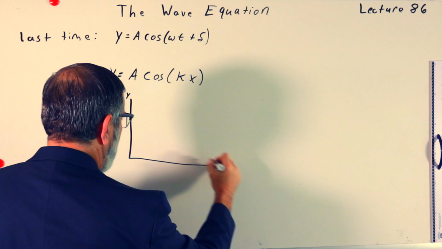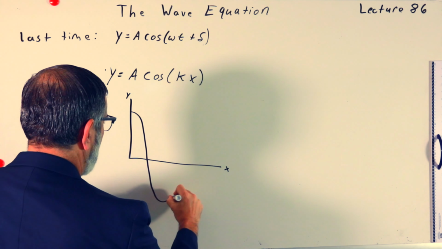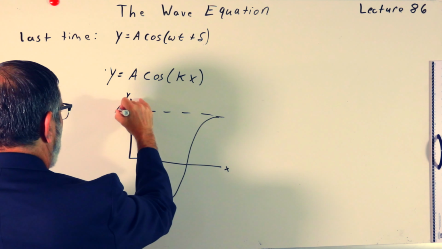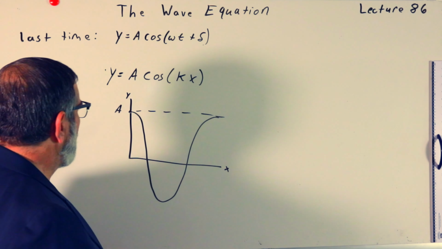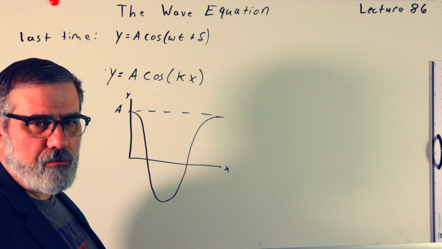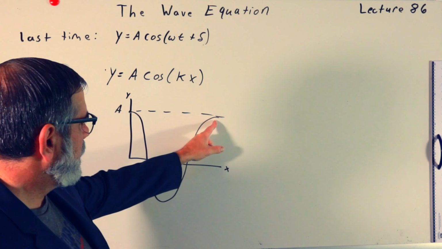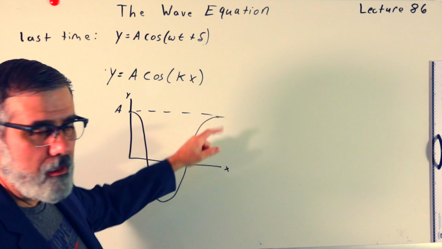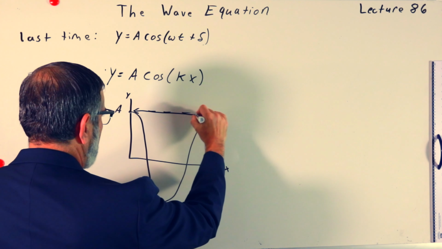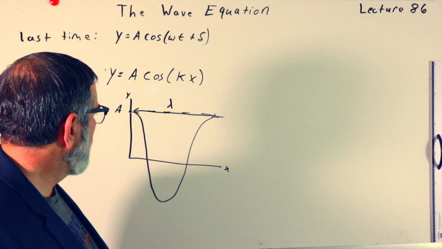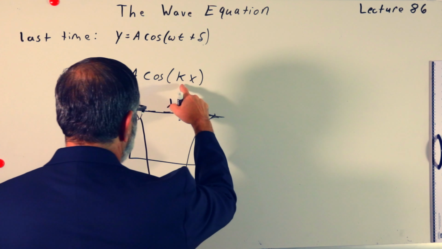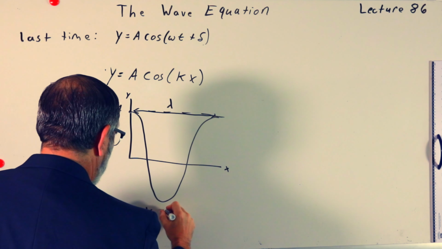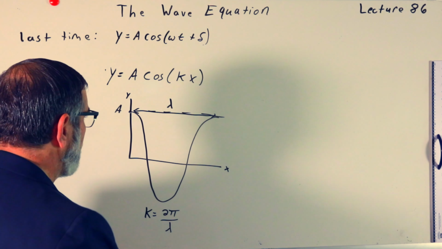Here's y, here's x. And it'll keep on going forever. But here we have this point A at x equals 0. This is maximized, so we have a value of A. Later on, when the argument of the cosine is at 2 pi, it will be at A again. So we call this distance here the wavelength lambda. And how does that relate to this k? Well, k is equal to 2 pi divided by lambda.